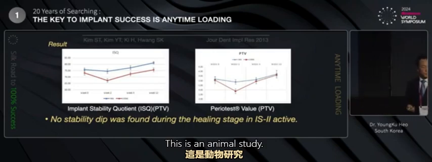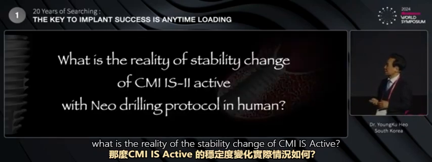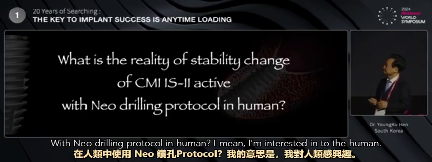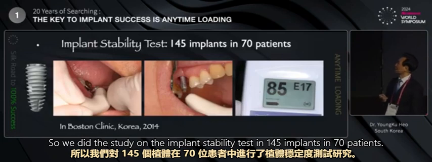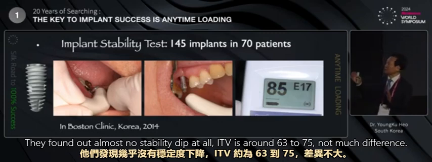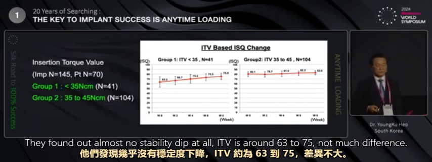This is an animal study. And what is the reality of the stability change of CMI active with neo-drilling implant in human? I'm interested in the human. So we did a study of the implant stability test in 145 implants in 70 patients. We found almost no stability dip at all, from 63 to 75, almost no change at all.